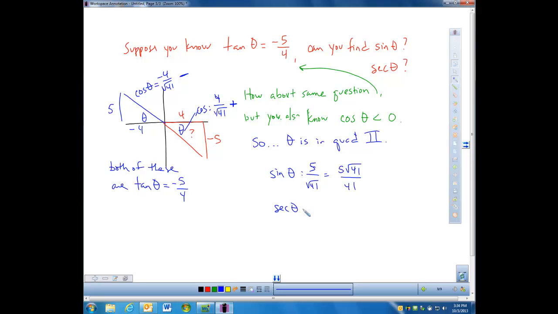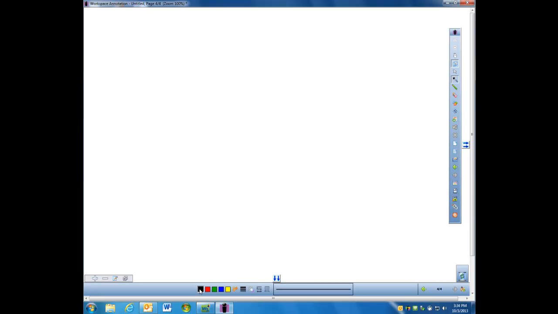And then for secant, remember, secant's going to have my denominator, or my hypotenuse on top, and then my adjacent side on the bottom. Just the reciprocal of my cosine I found earlier. Alright, so again, look for some problems like these to do in your homework for practice.